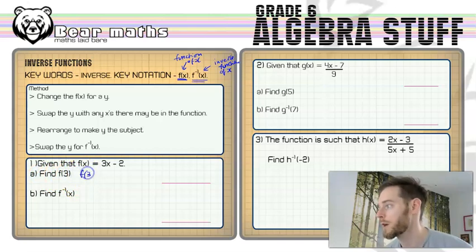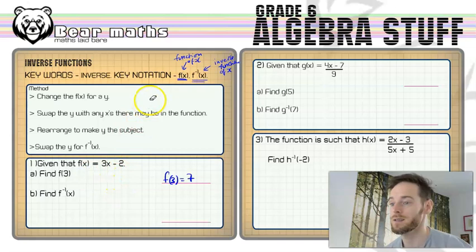So f of 3 is equal to, now, instead of the x, we've got a 3. So instead of the x, we're going to put a 3. Remember, that means 3 times by 3, minus 2, that gives us 9 minus 2, and 9 minus 2 is 7. So f of 3 equals 7. Alright, relatively simple thing to do. Just understanding notation makes it easy, doesn't it?